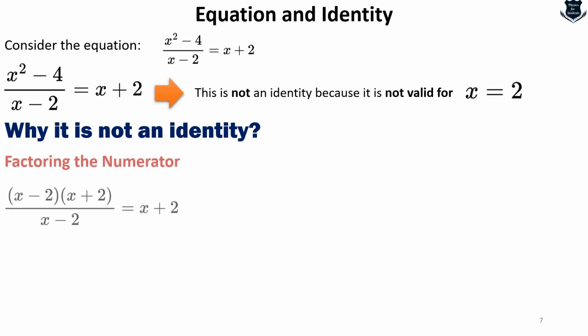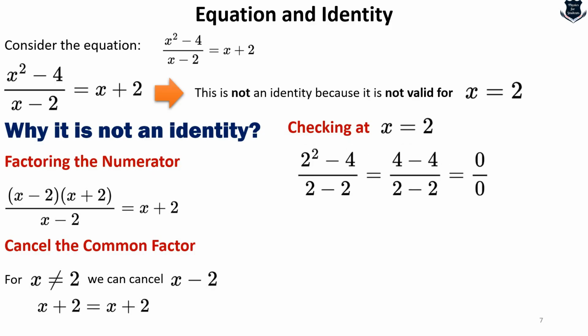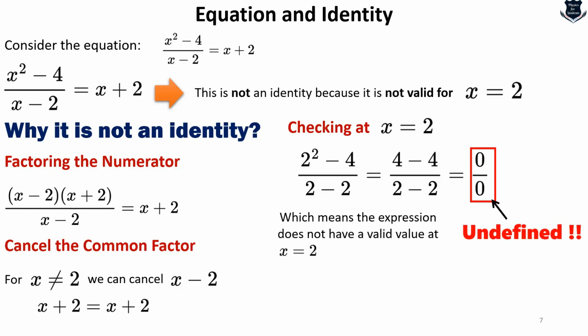Given this equation, what we do is factor the numerator, that is x squared minus 4, and we write something like this. Then we cancel the common factor. So for x not equal to 2, we cancel x minus 2, which leaves something like this. But when we substitute x equals 2, the original equation becomes this, and here is the problem: this is undefined. Hence the expression does not have a valid value for x equals 2.